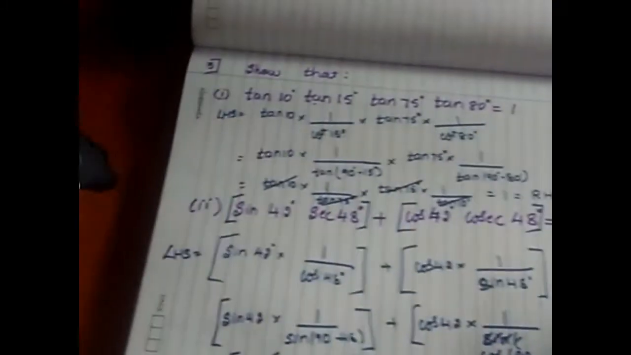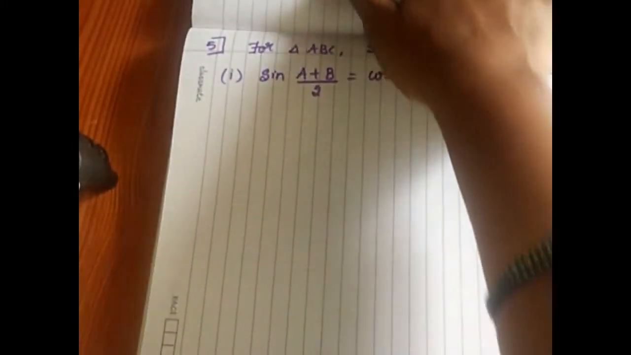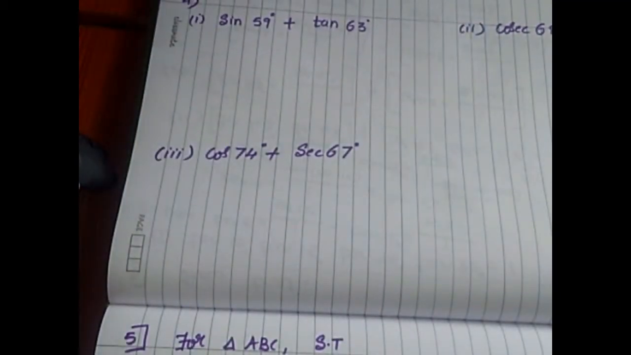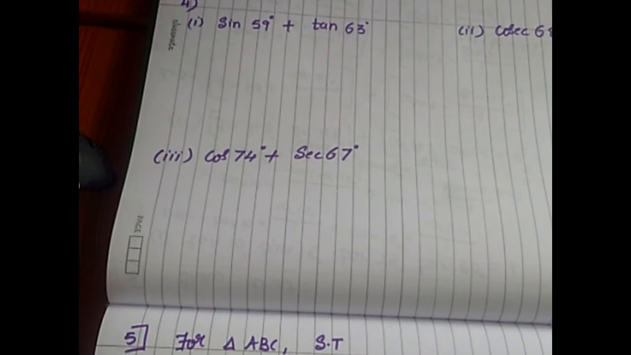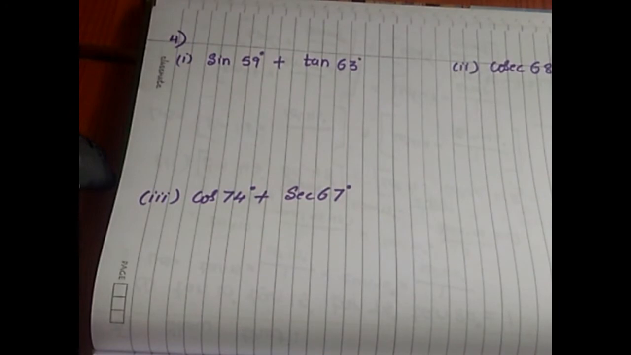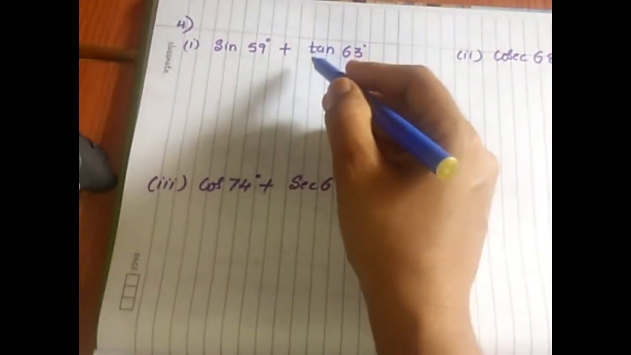Let me move on to the next question, that is question number 4. In question number 4, it is said: express each of the following in terms of angles between 0 and 45. Already it is given as sine 59 and tan 63, and it is instructed that it has to be expressed in terms of angles between 0 and 45. So very easy. Convert sine to cos, tan to cot.